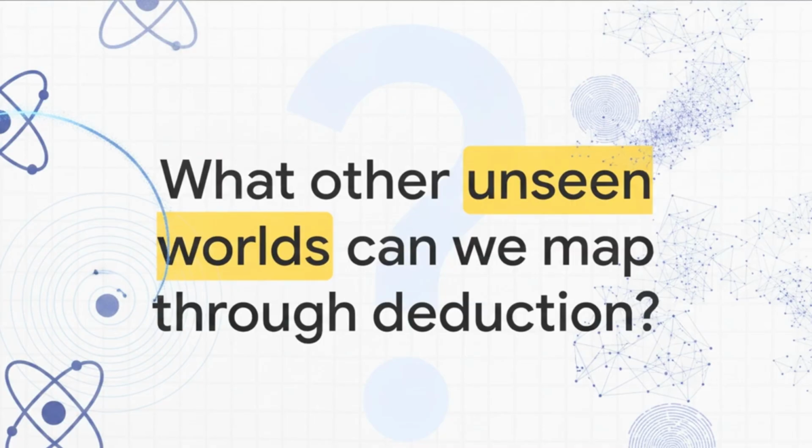If we can deduce the highly complex, invisible layout of an atom simply by stealing its electrons, what other unseen worlds can we map through sheer scientific deduction? It really makes you wonder, doesn't it? What other invisible structures are hiding all around us, just waiting for the right scientific detective to come along and measure them?